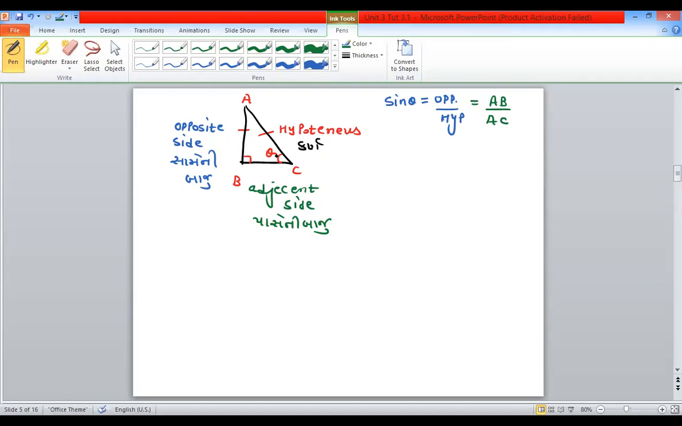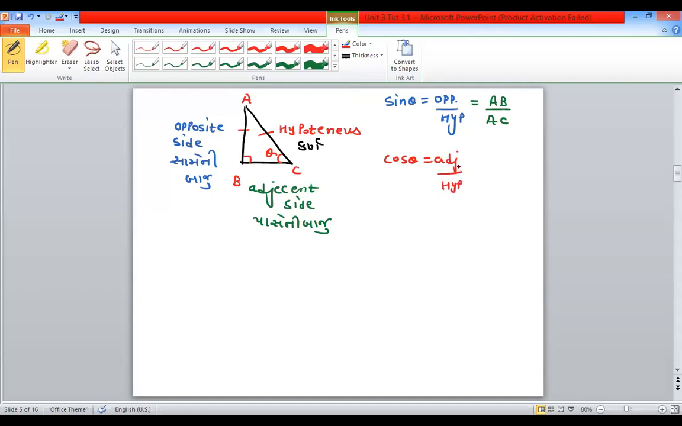The opposite side is the side opposite the angle, while the adjacent side is the side next to it, not the side opposite the 90 degree angle. Now for cos theta, we use the remaining side, which has not been used. This is the adjacent side. So the adjacent side gives you cos theta. So cos theta is equal to adjacent upon hypotenuse.